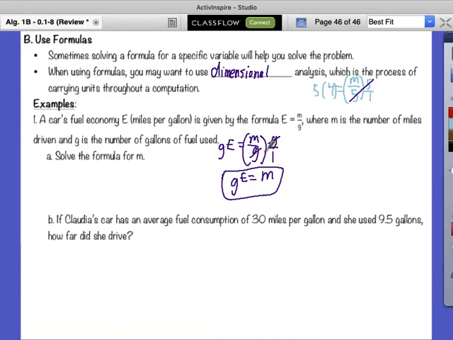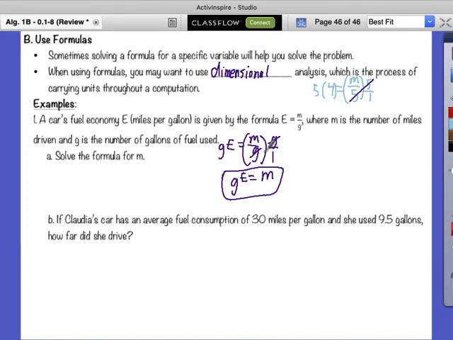So, part B. Let's say Claudia, a student named Claudia. Claudia's car has an average fuel consumption of 30 miles to the gallon. It's really good. And she used 9.5 gallons. How far did she drive? How far, what unit is that? We're talking about miles, gallons, or fuel economy? Probably miles.